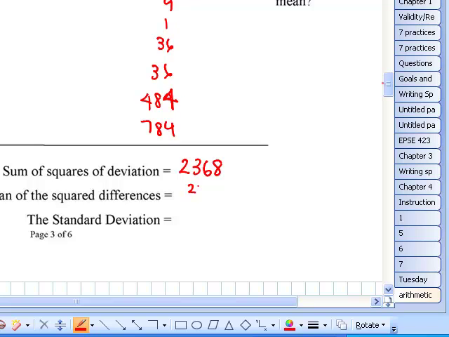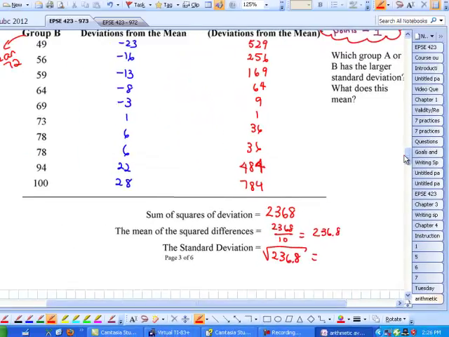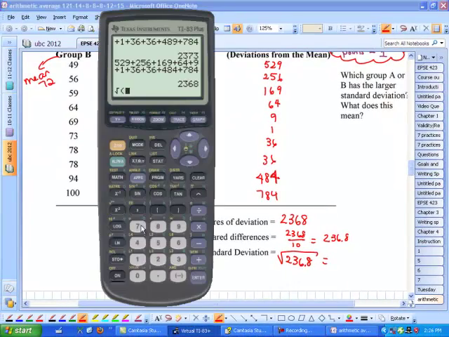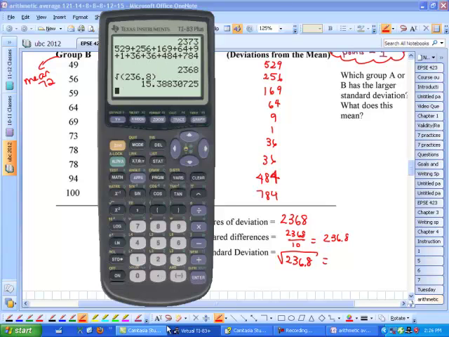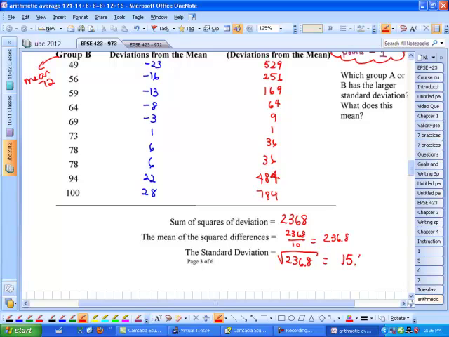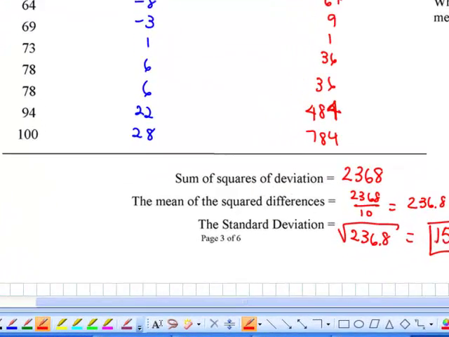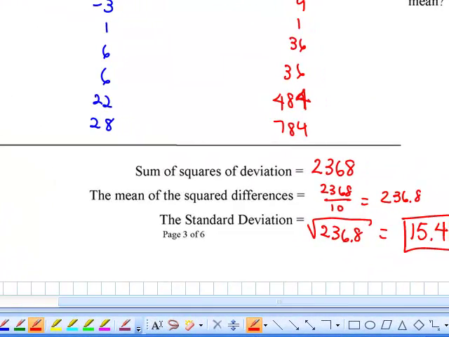The mean, of course, you divide that by 10 to get 36.8. Standard deviation, the last step is to take the square root. Did you get something like 15.4? If you did, congratulations. Give yourself a pat on the back. And if you didn't, why don't you go back and see where you made your mistake.